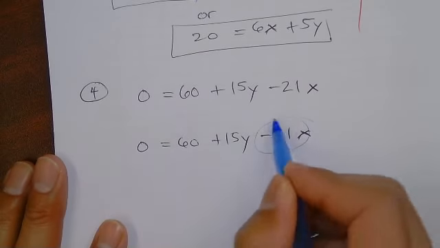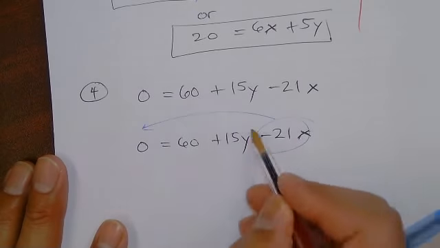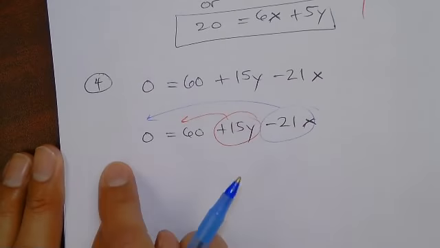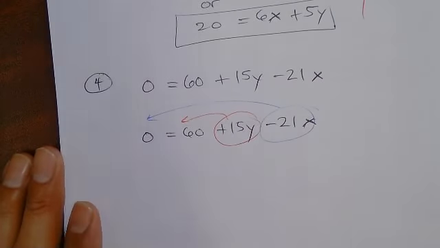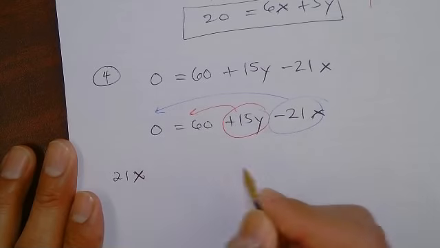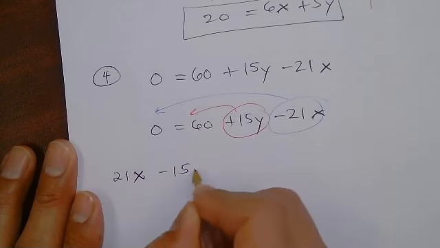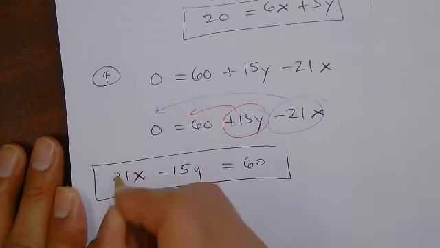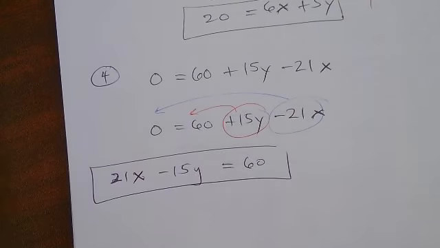Why don't we move this over there? And isn't that going to make the x positive? That'll kind of kill 2 birds with 1 stone, like they say. Would you guys agree we want to move these 2 over there? If you do that, at the same time, the x will be positive. So I got 21x minus 15y equals what?